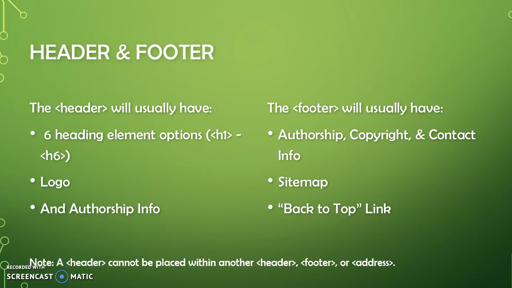Headers and footers. The header will usually have 6 heading element options: H1, H2, H3, H4, H5, H6. And the smaller the number, the bigger the heading size. Logos and authorship info. The footer will also have the authorship info, copyright and contact info, all that good stuff. That's where you'll put your sitemap.